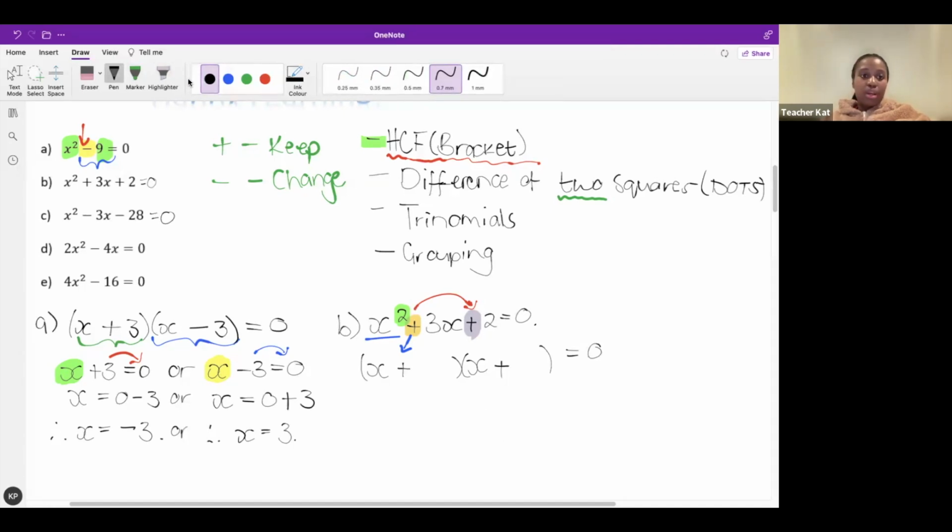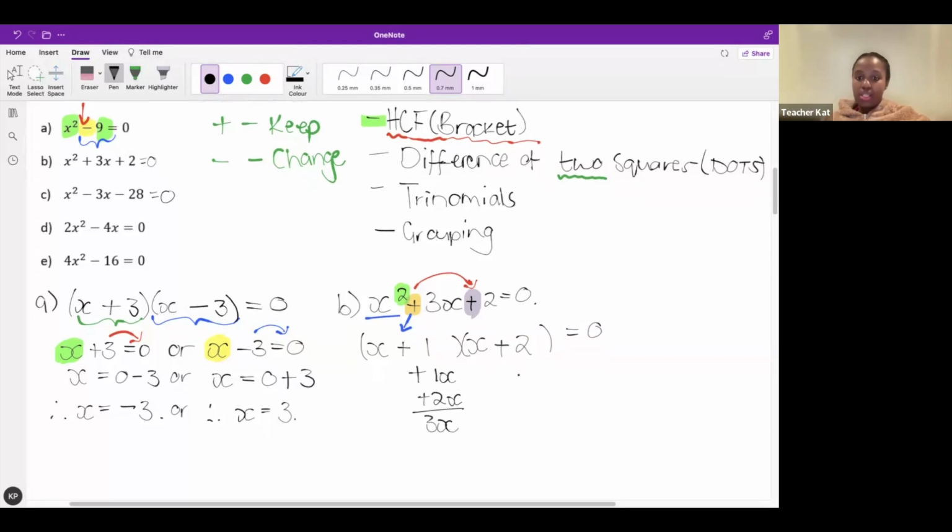Okay. Now 2 only has 2 factors, which are 1 and 2. And do these add up to 3? Let's see, positive 1x plus 2x. This is indeed 3x. So that means my 2 brackets are correct. Yes, Leonardo.